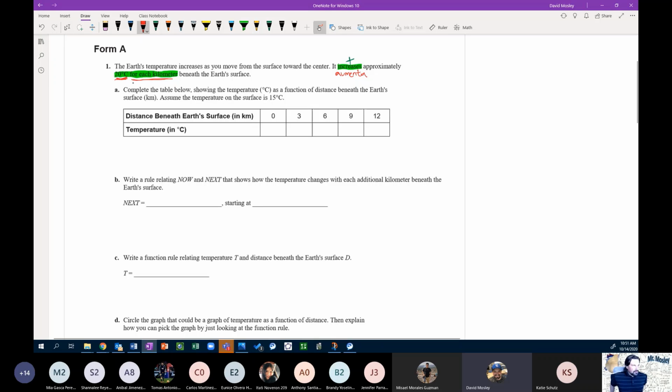Right. So this right here is our rate of change, right? For each kilometer, we add 20 degrees Celsius.